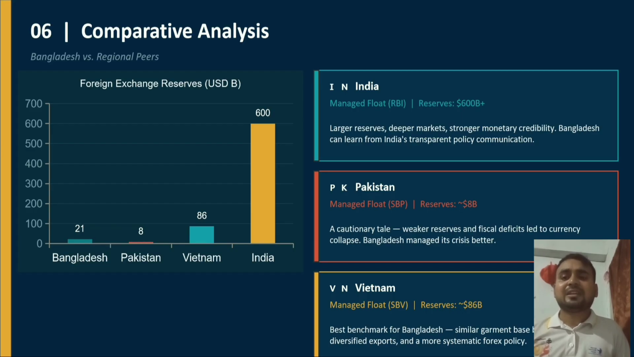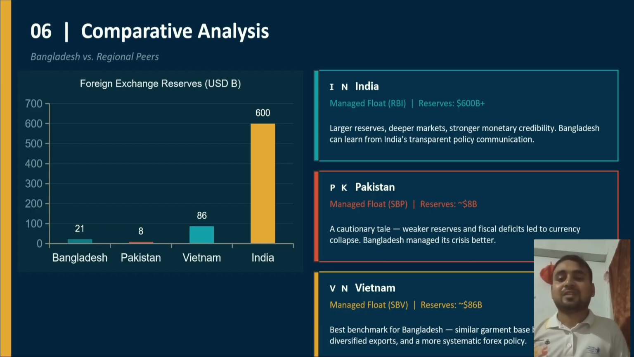Okay, Pakistan is a cautionary tale. Its weaker reserves, larger fiscal deficits, and delayed reforms led to a much more severe currency crisis than Bangladesh experienced. Bangladesh managed its situation better, partly thanks to its stronger export base.